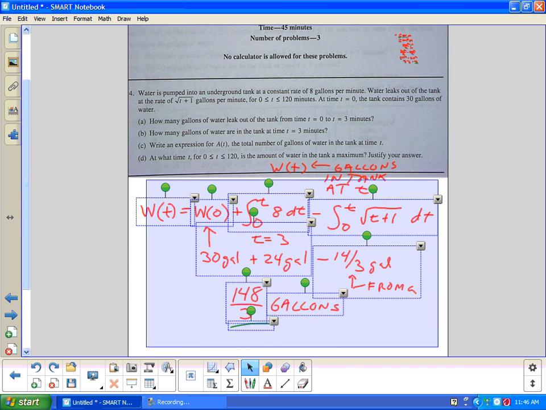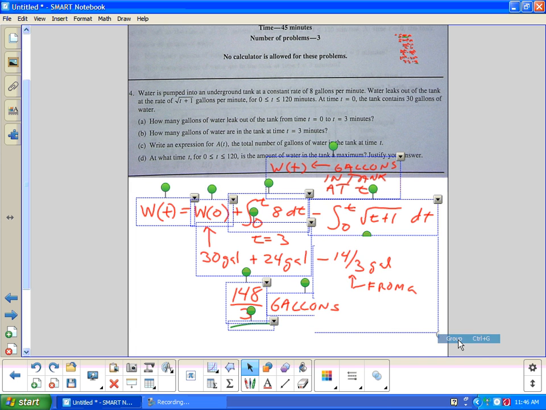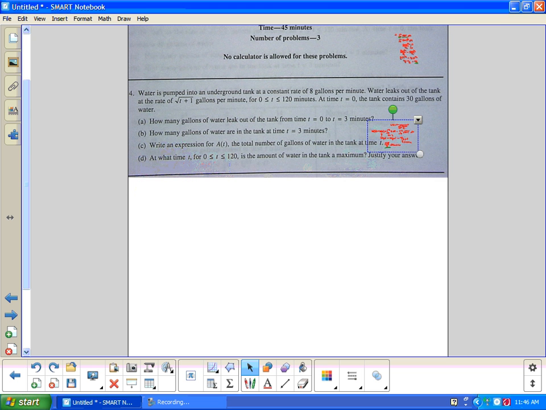It's just for that. So now think about it. We've done 2 parts of 4, and we have 4 points. So there's still 5 points to be had here. Write an expression for A sub t, the total number of gallons of water in the tank at time t. I guess I should have read the whole problem.